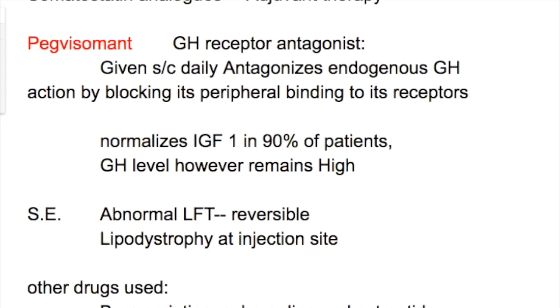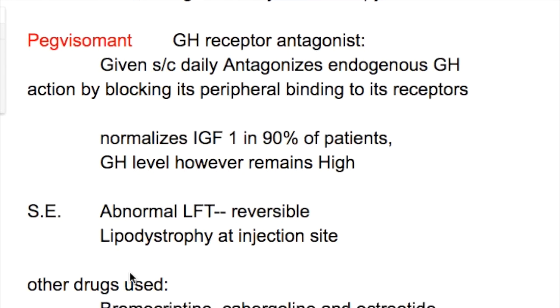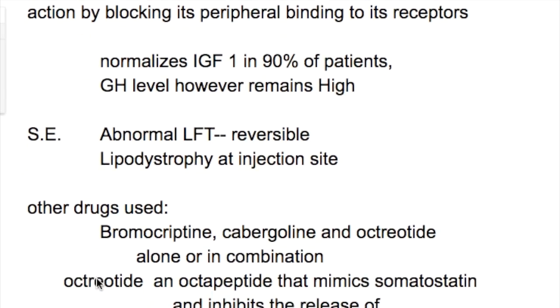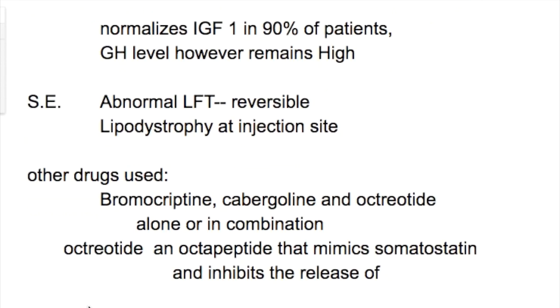So what are the side effects of pegvisomant? There is abnormal LFT, which is reversible, and there is lipodystrophy at the injection site. So what are the other drugs used? The other drugs used are bromocriptine, cabergoline, and octreotide alone or in combination.